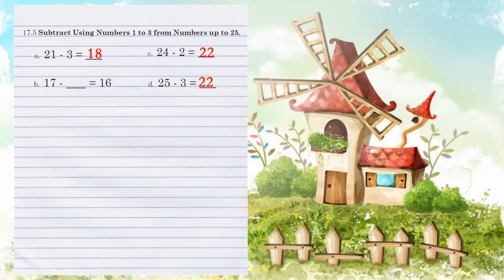Example B. 17 minus what number equals 16? Well, 16 is 1 less than 17, so we're subtracting 1.